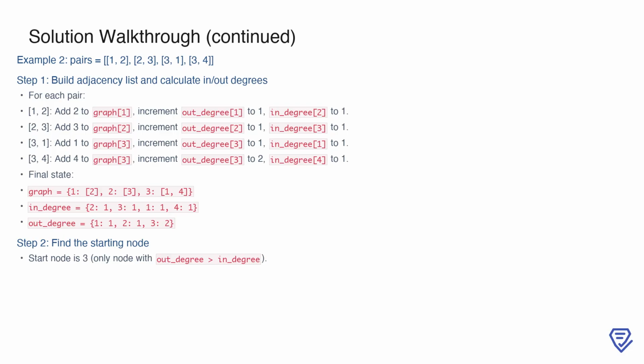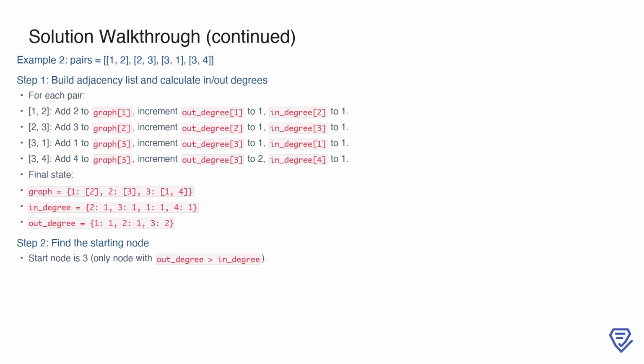In this example, we are given the pairs [1, 2], [2, 3], [3, 1], [3, 4]. The first step is to build the adjacency list and calculate the in and out degrees for each node. For [1, 2], we add 2 to the adjacency list of node 1, incrementing the out degree of node 1 to 1 and the in degree of node 2 to 1. For [2, 3], we add 3 to the adjacency list for node 2, updating its out degree to 1 and the in degree of node 3 to 1. For [3, 1], we add 1 to the adjacency list for node 3, updating its out degree to 1 and the in degree of node 1 to 1.